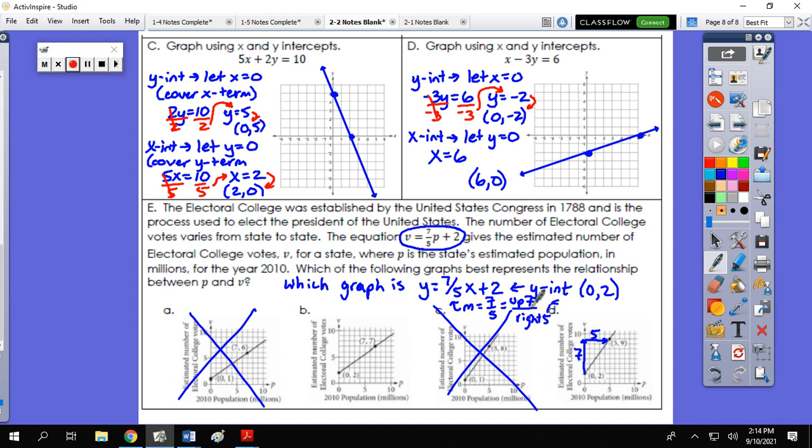Letter D is the correct answer. Now, how do we know it's D and not B, you might ask? Well, on letter B, we go up 5 and right 7. That is backwards. Remember, it's rise over run. So B is not the correct answer.